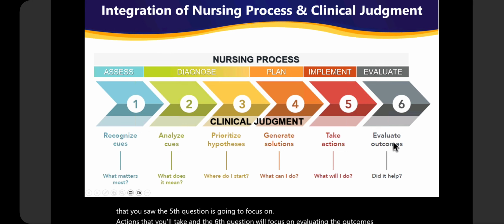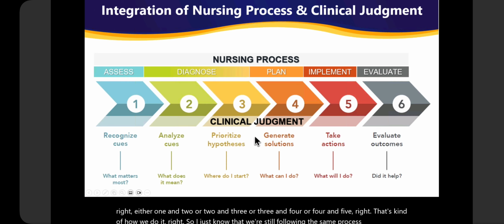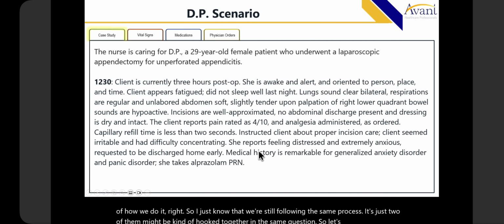Because we can only do 5 in Question Clinic, at least at this point, we do blend a couple of them, right? Either 1 and 2, or 2 and 3, or 3 and 4, or 4 and 5. That's kind of how we do it. So just know that we're still following the same process. It's just 2 of them might be hooked together in the same question. So let's look at our scenario.